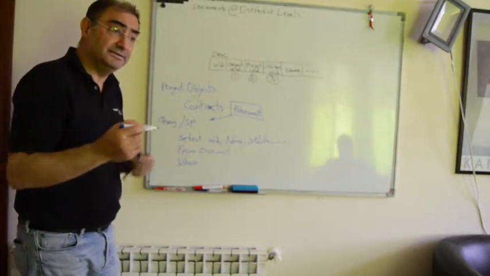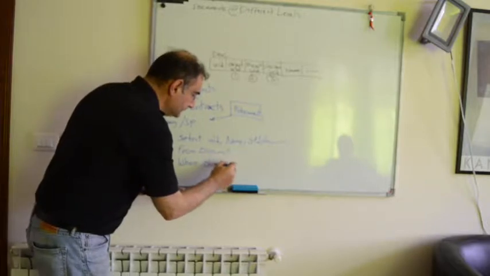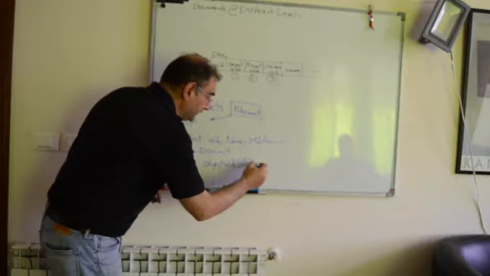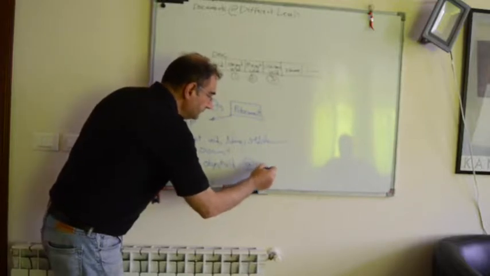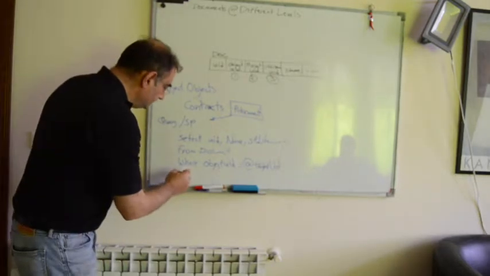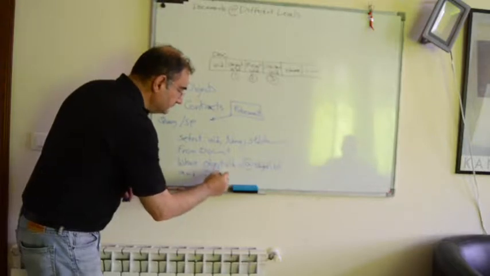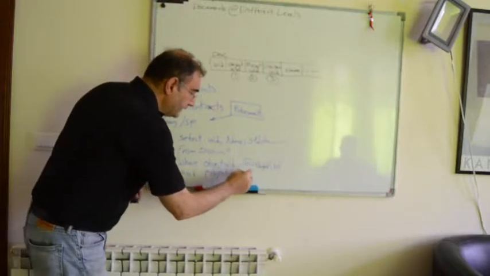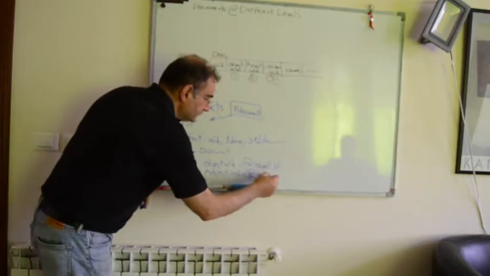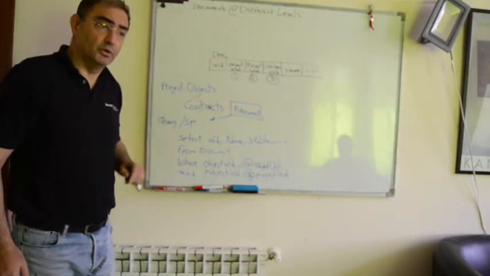it says where object UID equals a parameter passed by Prosper called object UID, and where project UID equals another parameter, project UID, also passed by Prosper.